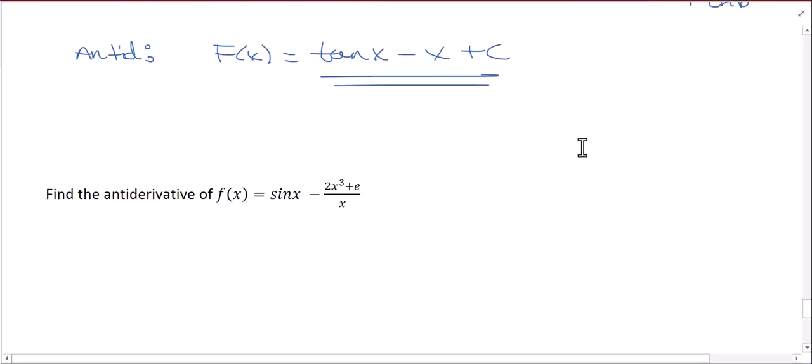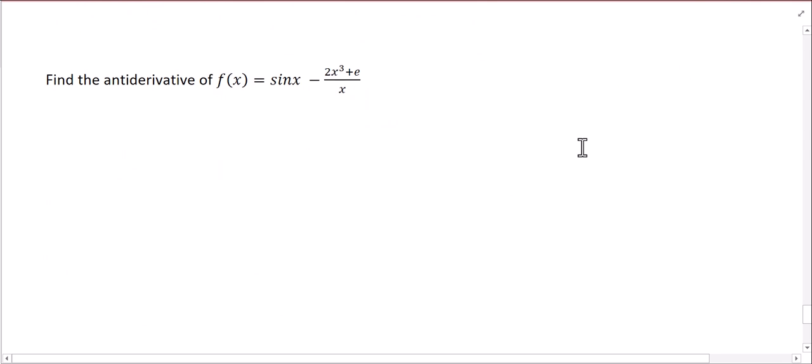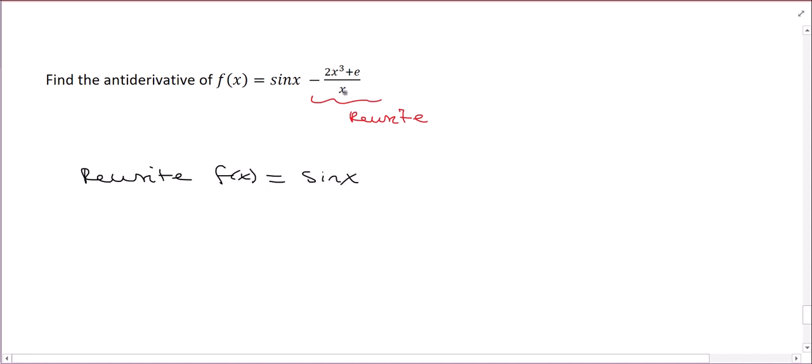And now our last example, find the antiderivative of this function. At first glance, it looks a little messy, so we want to rewrite that. If you can rewrite it, always rewrite your problems to make them a little easier. So we're going to rewrite f of x. It's just a single denominator there, so I can split up the top fraction. I'm going to have sine x, minus 2x cubed over x, and I am splitting, so plus e over x, but I'm really subtracting it, or we can put parentheses so that we don't forget. So plus e over x.